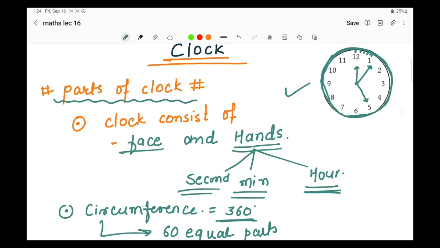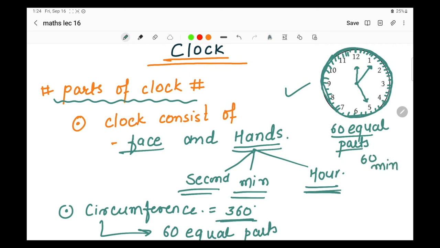So when we see the different divisions on the circumference of the circle of this clock, we find there are 60 equal parts. How many lines can be drawn over here? 60 lines can be drawn. There are 60 equal parts. Now, these 60 equal parts denote 60 minutes.